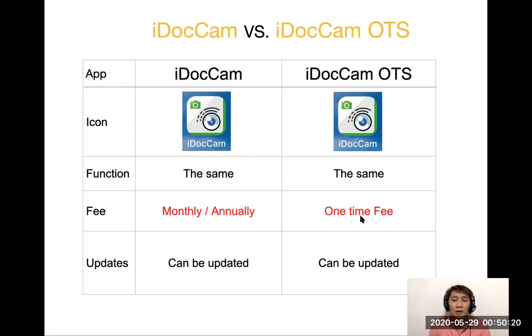Depends on how often you think you will use this app, and then you can decide whether you want to go for the monthly fee or the annual fee, or you can get the OTS version, which is a one-time fee, and then you can use it for the rest of your life. Okay, so that's basically the only difference. It depends on how you want to pay.